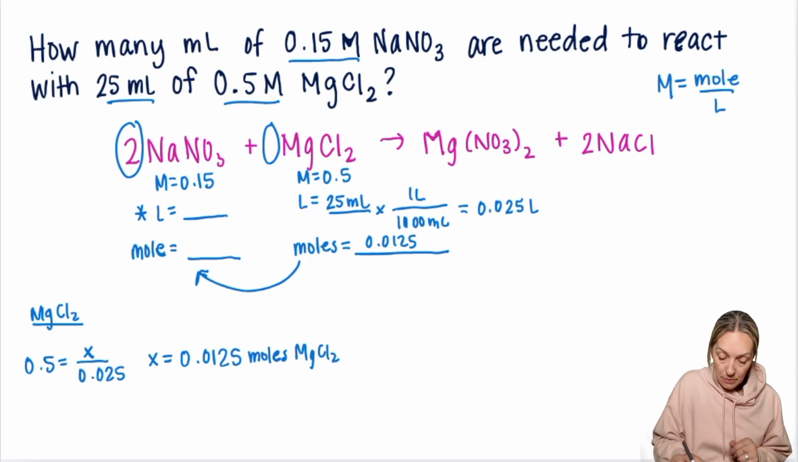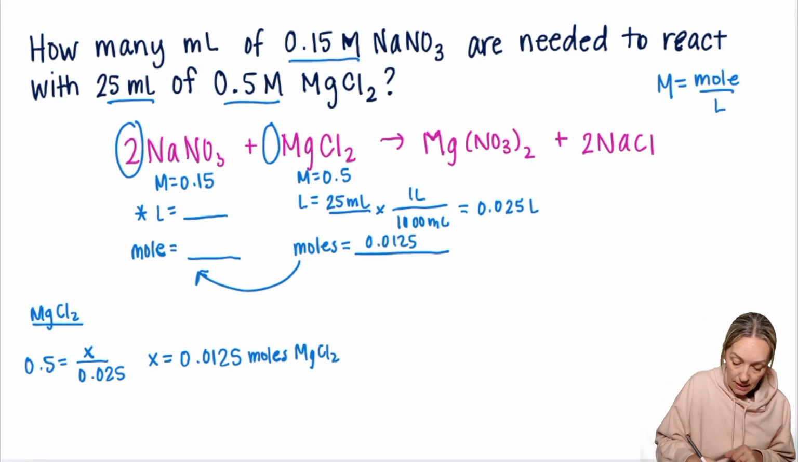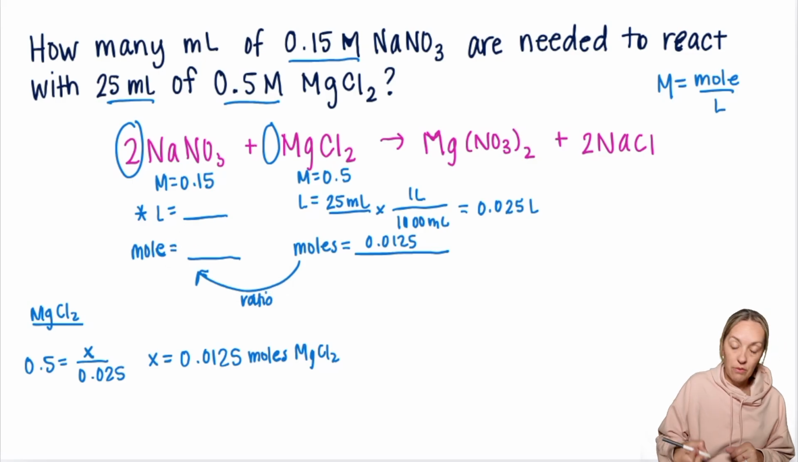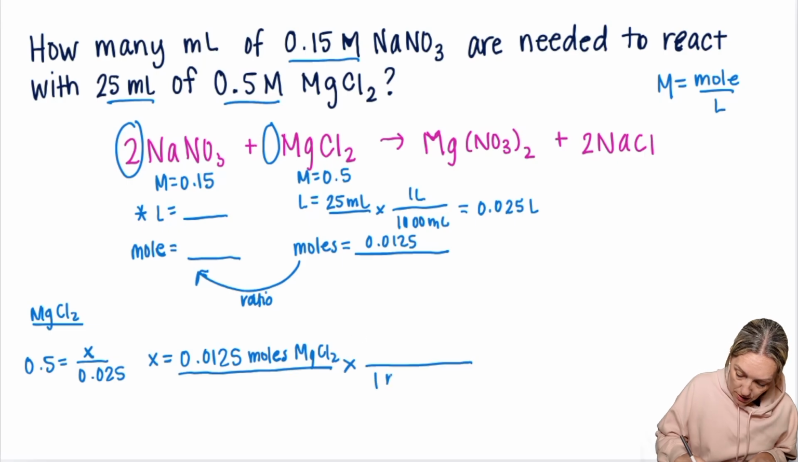Now that I know moles of MgCl2, I can use my mole ratio in order to solve for moles of NaNO3. According to the balanced equation, there's a 2-to-1 ratio, so for every 1 mole of MgCl2, I need 2 moles of NaNO3.